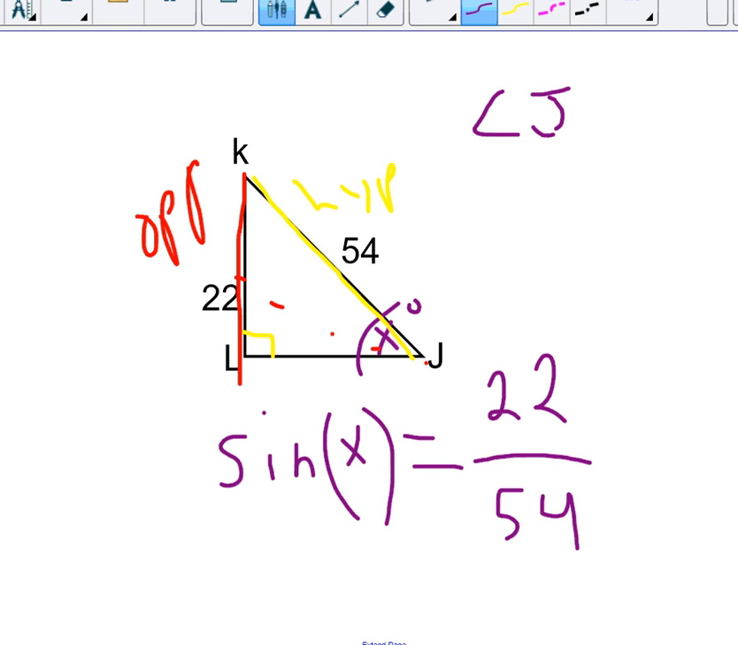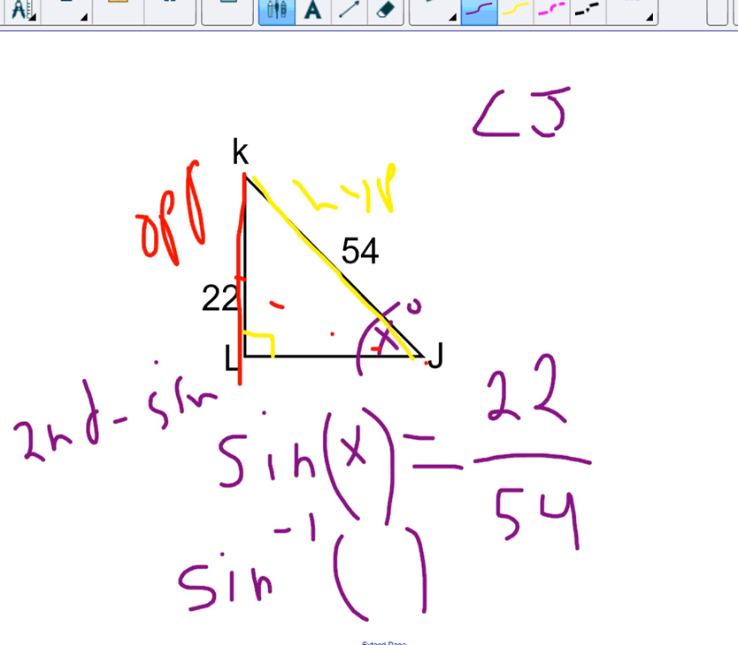And so what we're going to do is use the inverse trig function on your calculator, which you get by hitting second sine, and it will give you this sine^-1 of something. And what we're going to do is put in the 22 over 54, and that tells your calculator to give you the angle that would have a sine of 22 over 54.